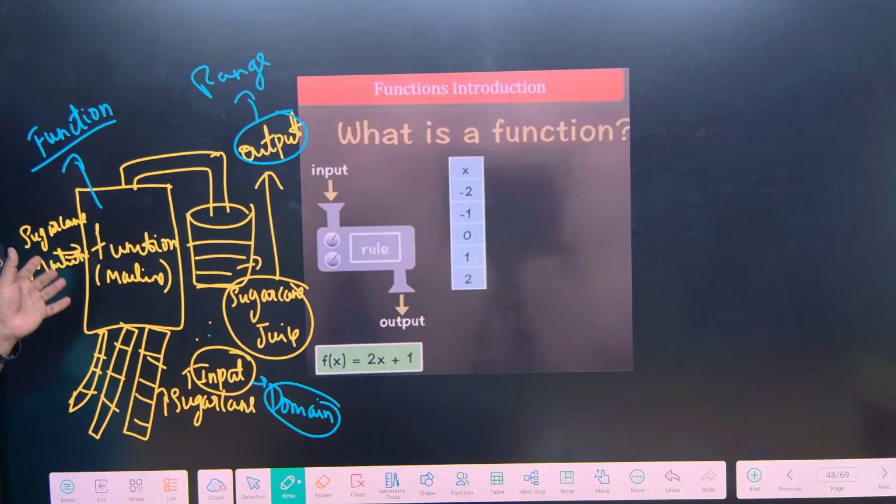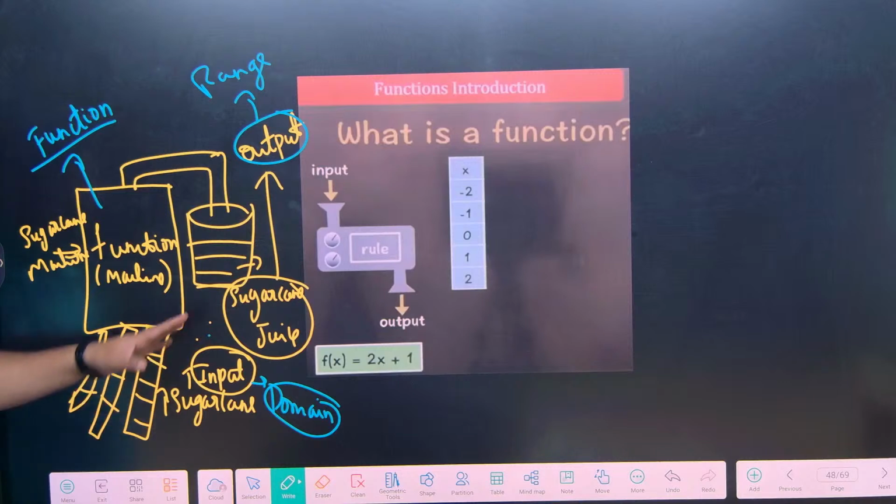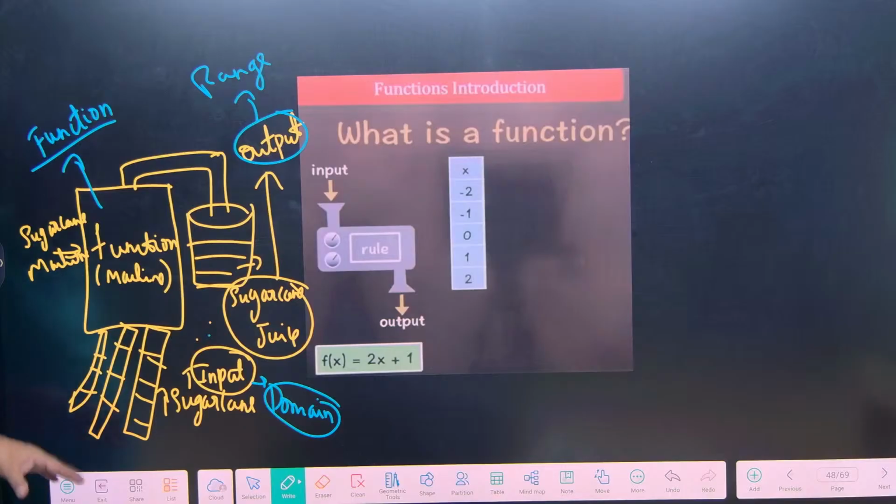Now for the sugarcane machine, if I put mango or apple, do you think we will get the juice? Definitely we will not get the juice. It will get crushed. If I put a pumpkin, will I get pumpkin juice? No. Why? Because this sugarcane machine will work only for the input of sugarcane. That means this function is specific to certain types of inputs. You cannot put anything as input. So the domain, what you put as input, depends on the function, and based on that you will get the output.